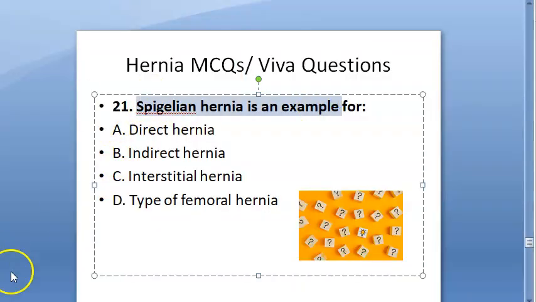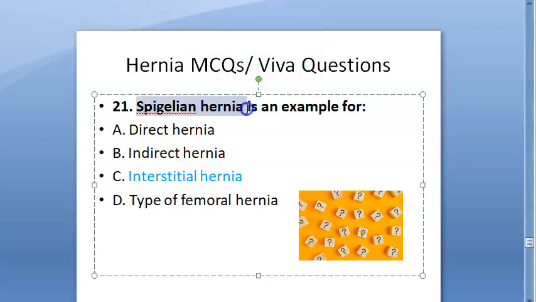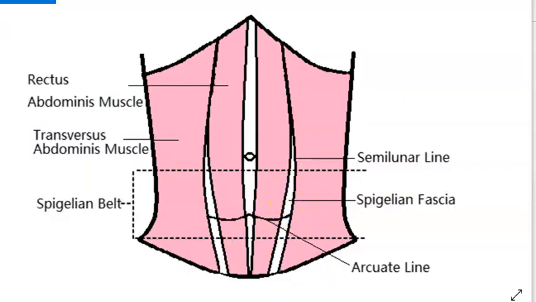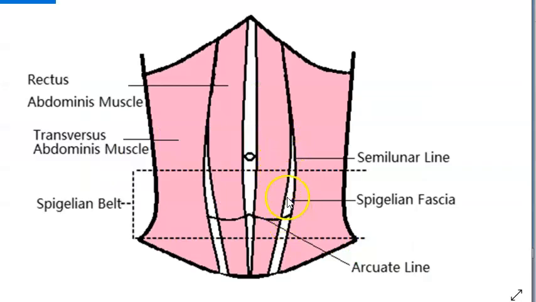Just 5 more, guys. Let's finish off. Spigelian hernia is an example for, come on, see the answer. It's an example for interstitial hernia. What is a Spigelian hernia? You saw, right? Did you already forget what Spigelian hernia is? So that's why they're saying it's interstitial. Next. In Spigelian hernia, swelling is seen where? I want to say it is below and lateral to the umbilicus. Lateral and below, we can say. Makes sense, right? This Spigelian belt itself is below and lateral to the umbilicus.